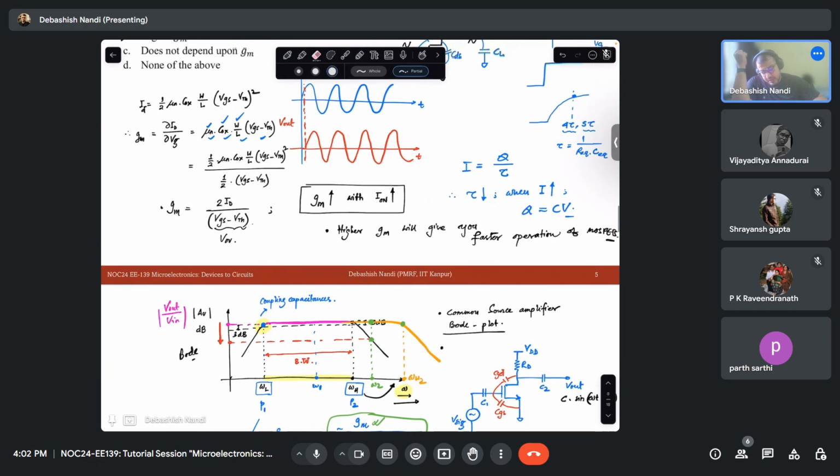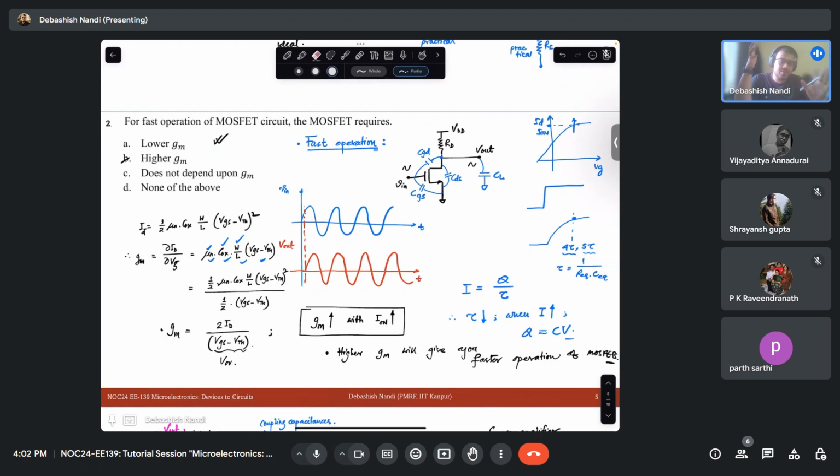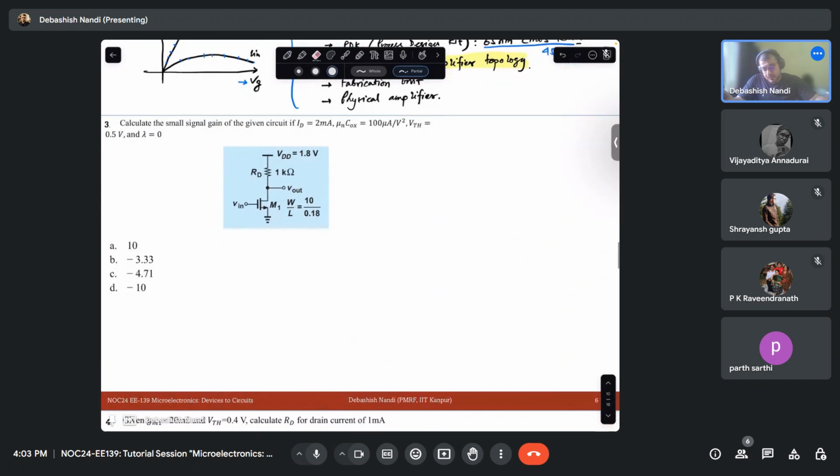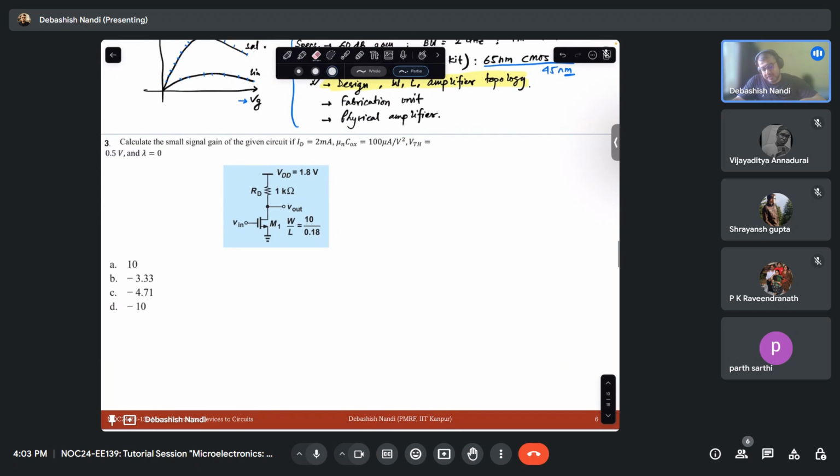Okay, so basically, fast operation I wanted to just mention is related to the capacitances. And your GM helps you to increase your ID, or in other words, charge the parasitic or the load capacitance at a faster rate if you have a higher GM. Okay, understand this much. Okay, so let's move on to the next problem.